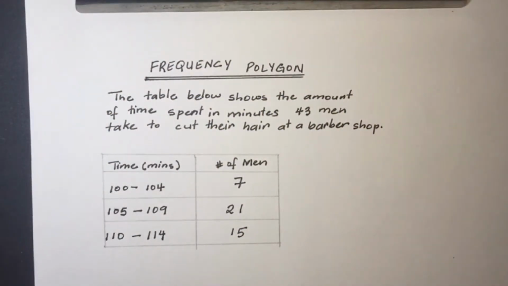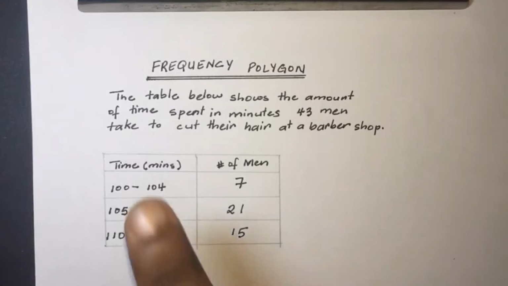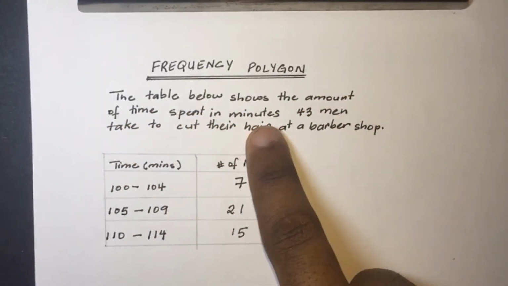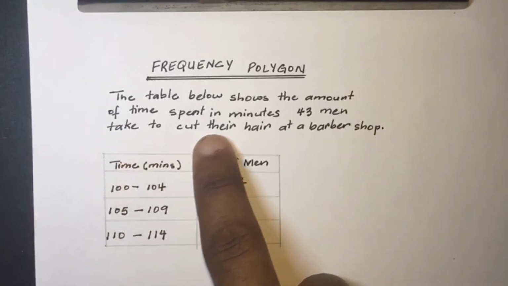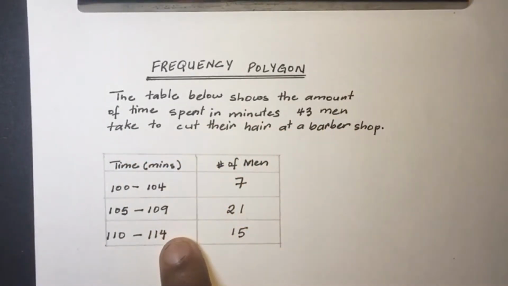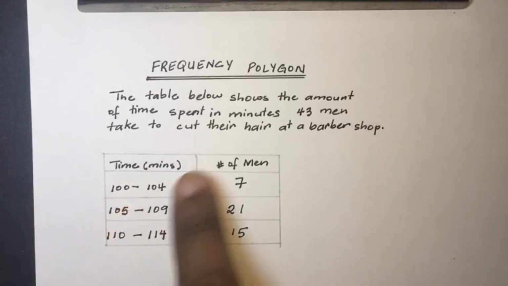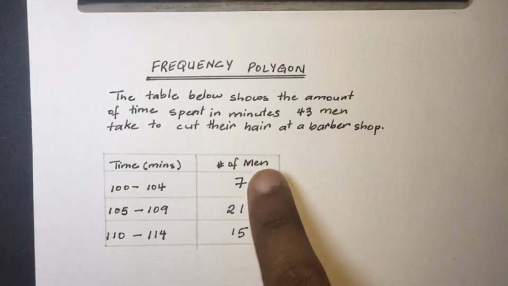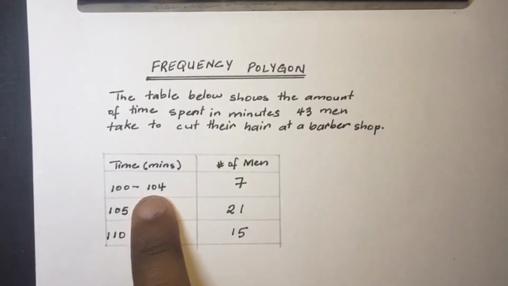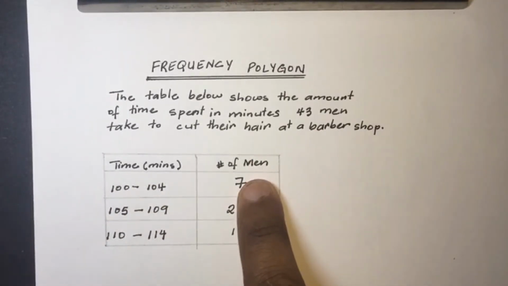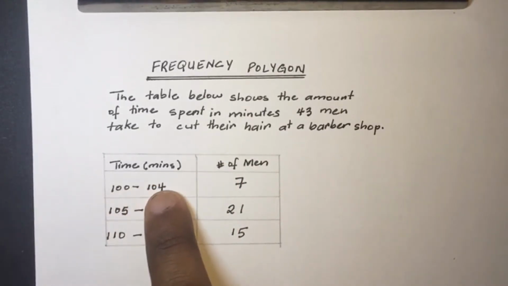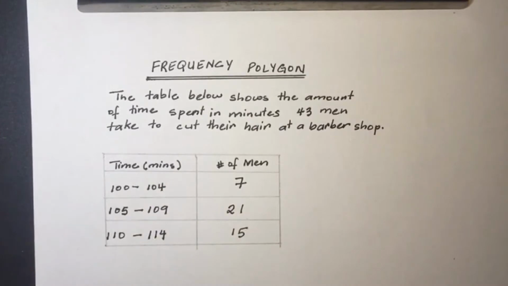Here's a question. It says, the table below shows the amount of time spent in minutes 43 men take to cut their hair at a barber shop. And here we see the time in minutes and the ranges and the number of men which fall in each range. So here we can understand that 7 men take between 100 minutes to 104 minutes to get their hair cut.